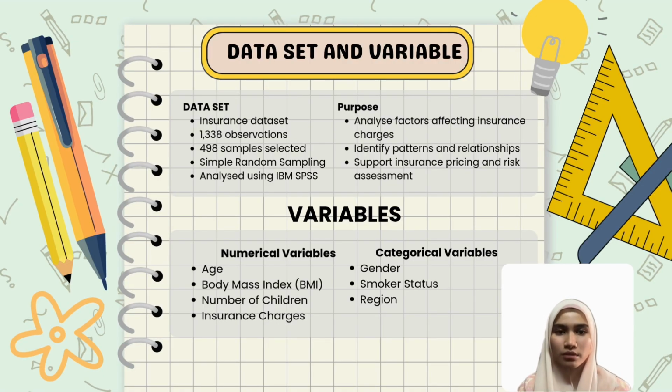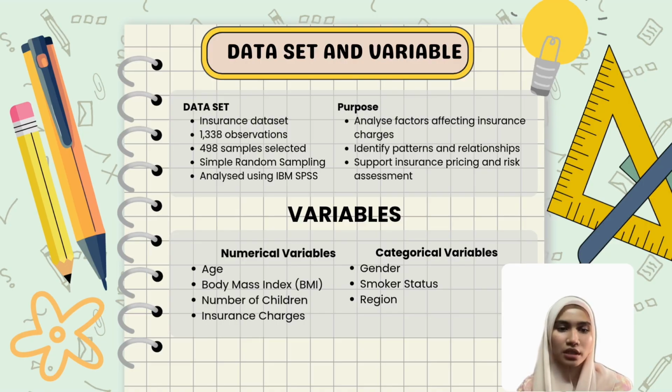Using the simple random sampling method in IBM SPSS, random sampling means that every individual in the dataset has an equal chance of being selected. This method helps to reduce bias and makes the sample more representative of the population. Next, I will explain the variables used in this dataset.